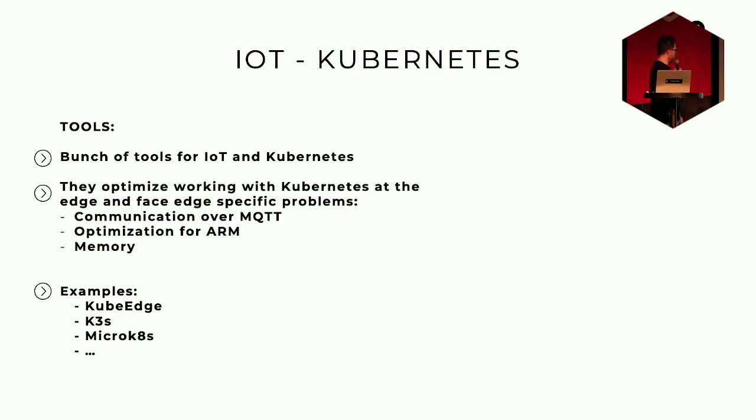And I have also listed some of the problems we might face. It might be the case that we don't have enough memory at the edge side, or that we don't have the correct processor where we can install Kubernetes and so on. Or we need some kind of MQTT to connect to sensors from IoT stuff. So we can use one of these tools.